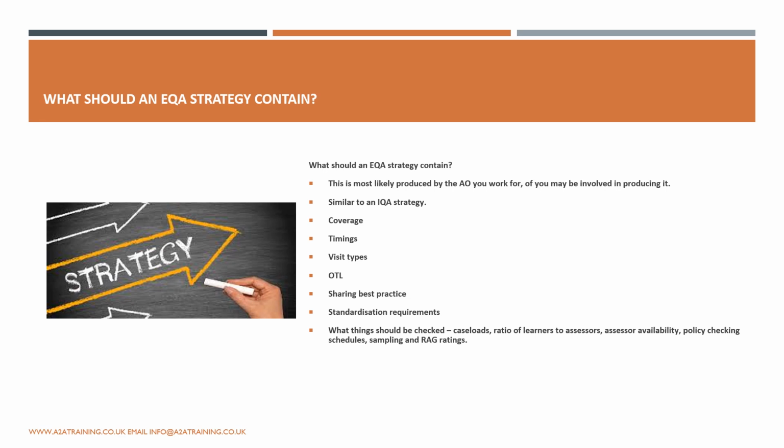So your EQA strategy is most likely produced by the awarding authority that you'll work for, but you may be involved in producing it. It's very similar to an IQA strategy, but obviously it relates to the centres and what you're going to see. You need to make sure it includes things such as coverage, timings, visit types, observation of teaching and learning, sharing best practice, and standardisation requirements. It may also contain what things should be checked as an EQA, such as caseloads, ratio of learners to assessors, assessor availability, policy checking, schedules, sampling and RAG ratings.